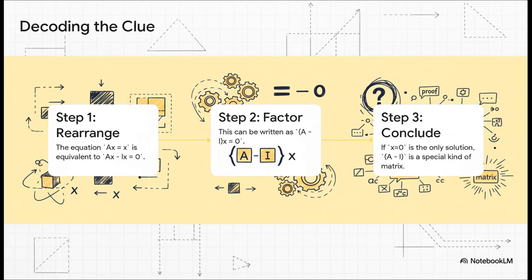Well, first things first, let's take that clue and see what it's really telling us. We can move the x over to the other side, so we have Ax minus x equals 0. Now here's a classic linear algebra move. You can always multiply a vector by the identity matrix without changing it. So we can rewrite that as Ax minus Ix equals 0. And why do that? Because now we can factor out the x, which leaves us with (A minus I)x equals 0. This is a much more useful form.